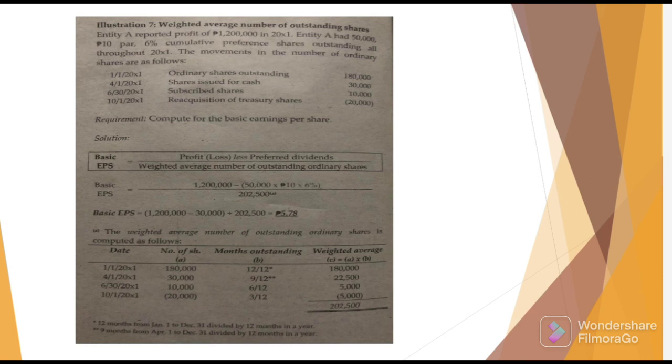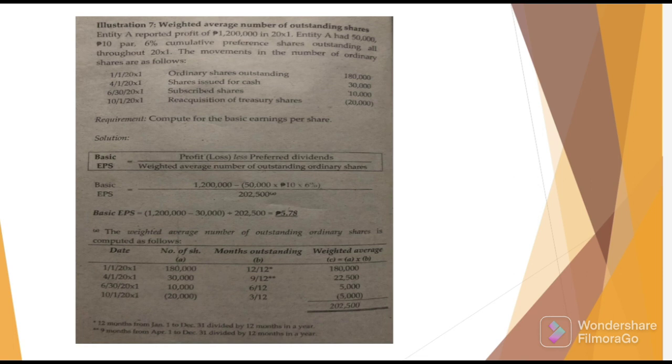Tapos, for June 30, 2021, 6 months outstanding yung share. So, yung 10,000 na number of shares, ita-times mo sa 6 months na outstanding yung share, divide mo sa 12 months sa isang year, is equals to 5,000.